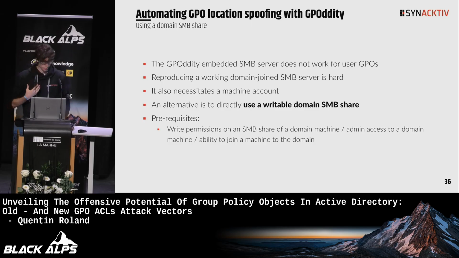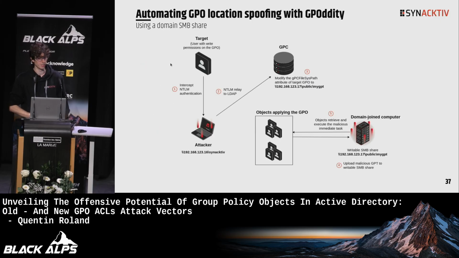So it's currently not working for user GPOs, but we can trick a little bit in order to exploit them. This attack also necessitates a machine account, and sometimes you don't have one. If you are handling a user GPO or you do not have a machine account, we can simply let Windows do the work for us and use a writable domain SMB share to host our files. The only prerequisite for this approach is write permission on any SMB share on the domain, which can be achieved. And in this case, the exploitation scenario is a little bit different.